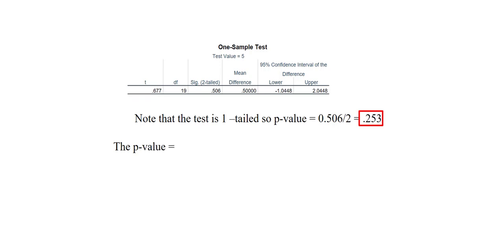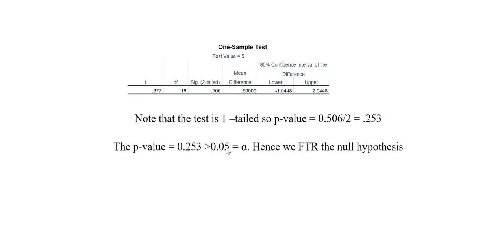We can compare this to our alpha, which is 0.05. Since the p-value is greater than alpha, we fail to reject the null hypothesis. In this table, we can also obtain our test statistic, which is 0.677. We are now going to proceed to show how to manually calculate this value.